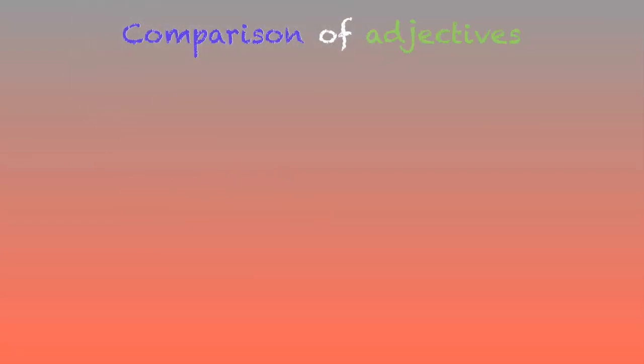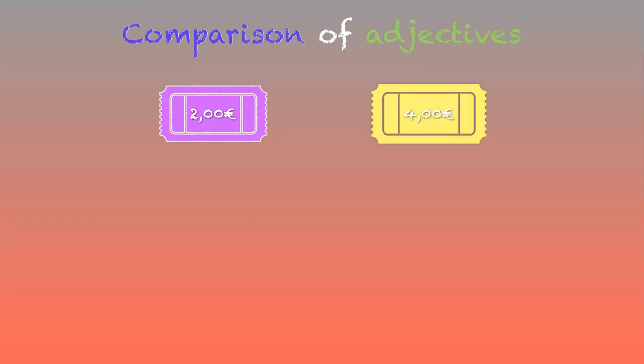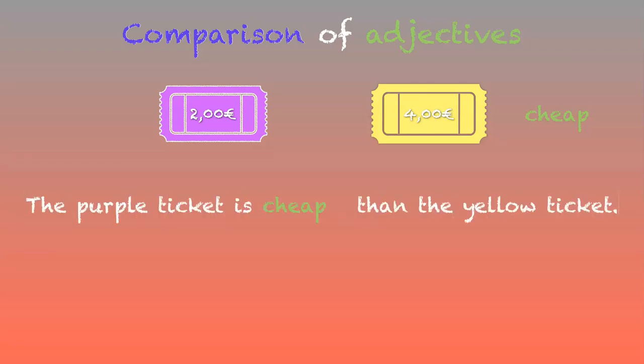So now let's talk about the comparison of adjectives. Here we have two tickets. One is for €2 and one is for €4. And we talk about the adjective cheap. So as you can see, you can make a sentence. The purple ticket is cheap than the yellow ticket.